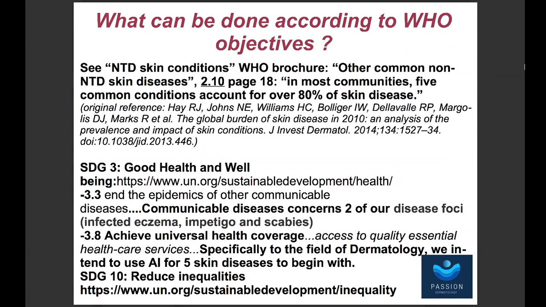And then we have the sustainable development goals agreed by the World Health Assembly, where we would like to focus on good health and well-being. So work on communicable diseases such as impetigo and scabies, and access to universal health care for everyone. And even if we don't have enough doctors, we want to have enough expertise again. And then it's to reduce inequalities.